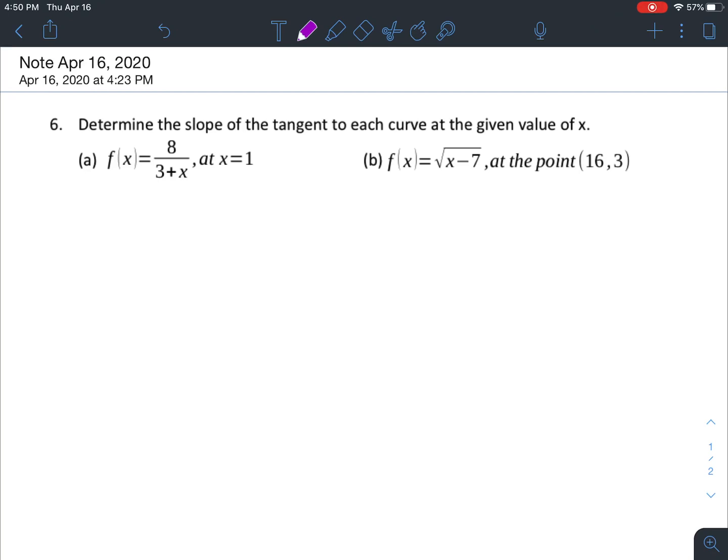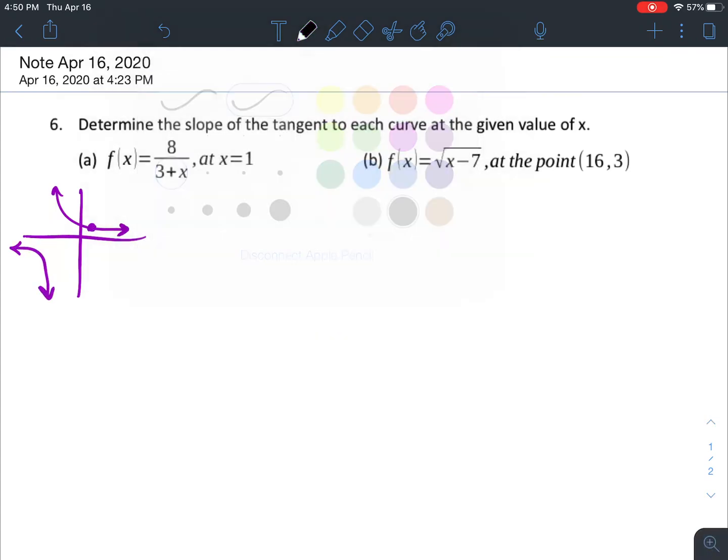Okay, so for A, we've got a rational function here that looks something like this. And we're trying to find the slope at x equals 1. So just from the graph, right away, I can tell it's probably going to be a negative slope. It looks like it is. So I can do a very simple method, a method that a grade 9 could almost do.